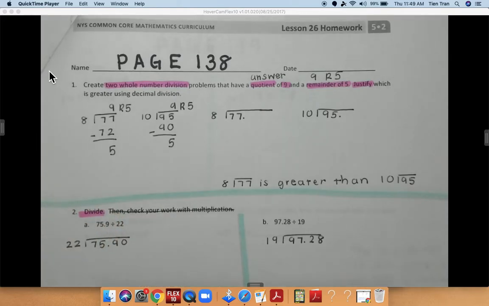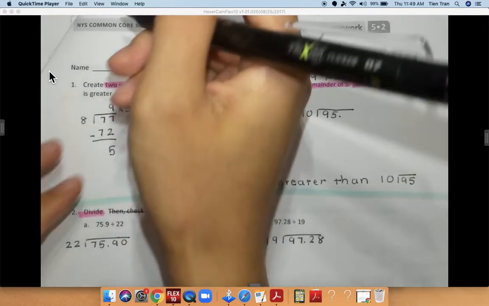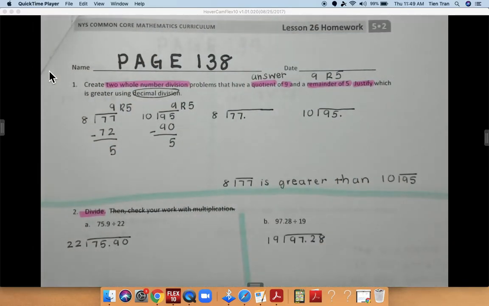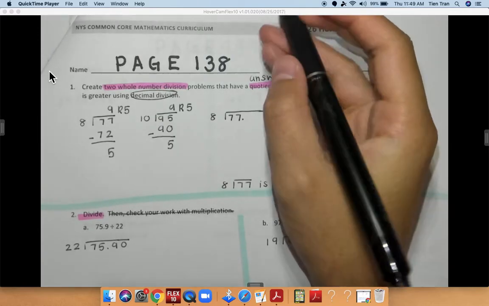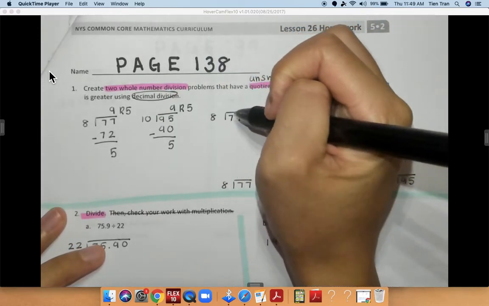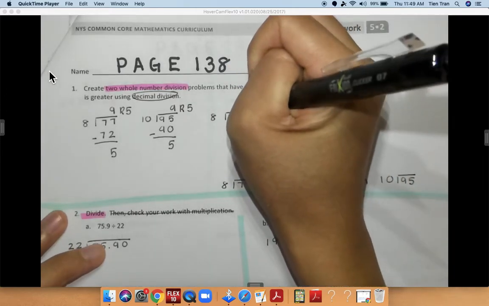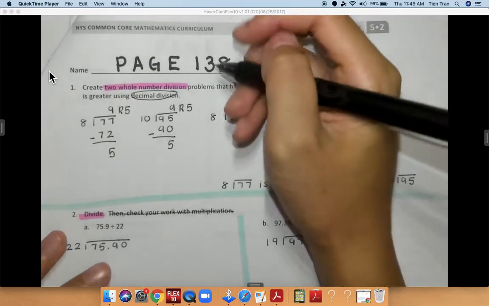So now what I'm going to do is justify which is greater using decimal division. In order to justify, they want me to use a decimal division. So that's what I'm showing you right here on these two parts. Okay, so I have 8 divided into 77. So I'm going to figure out how many times 8 can go into 77. 8 can go into 77 9 times, just like this. But I'm adding decimals to extend it.